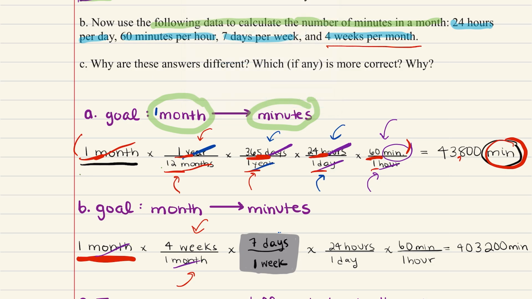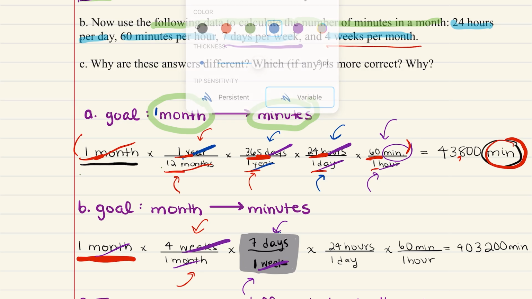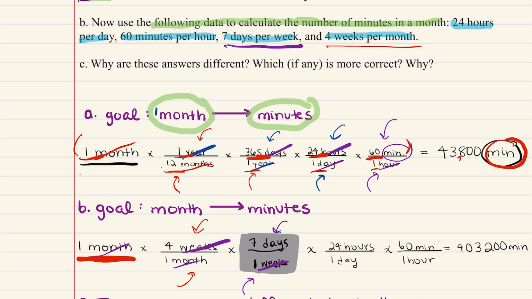What conversion factor can we use next to get rid of the unit week? We can use that there are 7 days per week. We can write 1 week in the denominator, 7 days in the numerator. Week cancels out. Okay, what's next? We can use the conversion factor 24 hours in 1 day to get rid of the unit day. We put 1 day in the denominator, 24 hours in the numerator. Day cancels out. Okay, now we have units of hour.